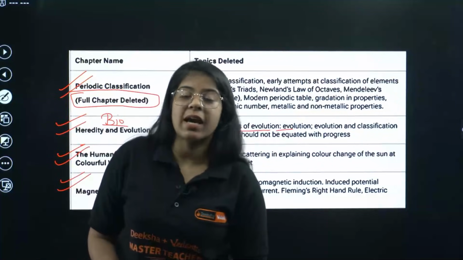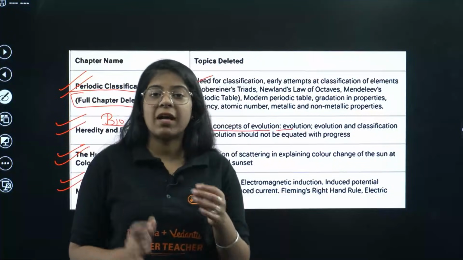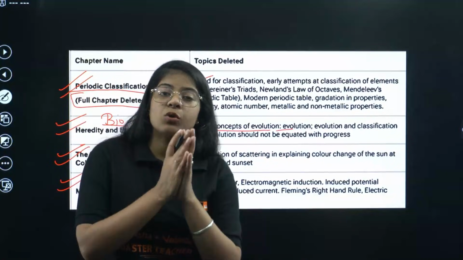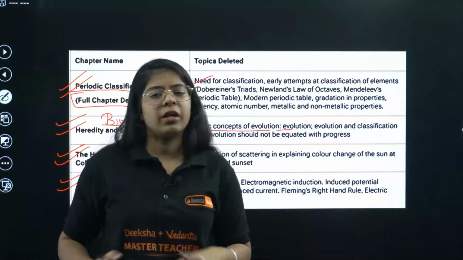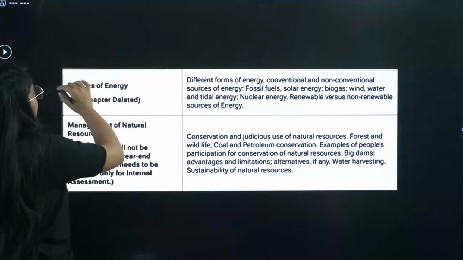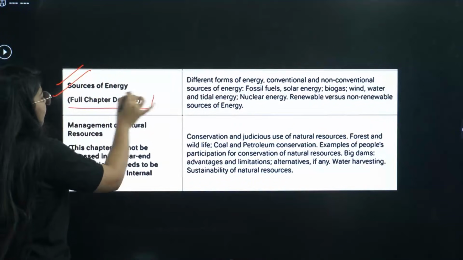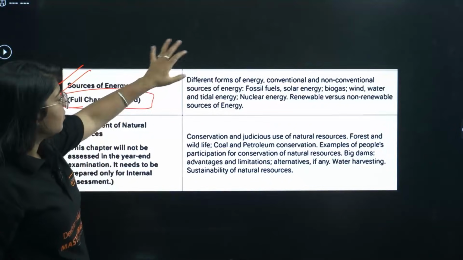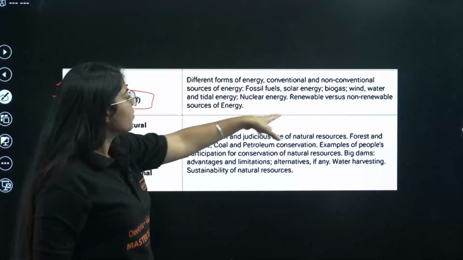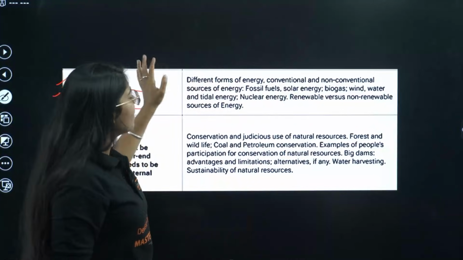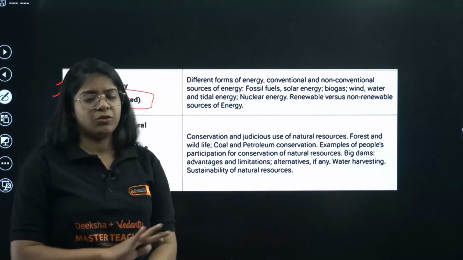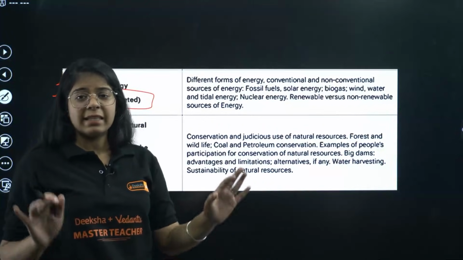There are questions, I have seen the PYQs where Fleming's left hand rule has been asked, on Fleming's right hand rule numericals have been asked, so do not waste your time on those, do not try to attempt that. Fine? Okay. Moving on, we have the chapter sources of energy. Again, the full chapter is deleted. All these were different forms of energy: conventional, non-conventional, fossil fuel, solar energy, biogas, wind, water, everything is gone. Renewable versus non-renewable. You don't have to practice anything from this.